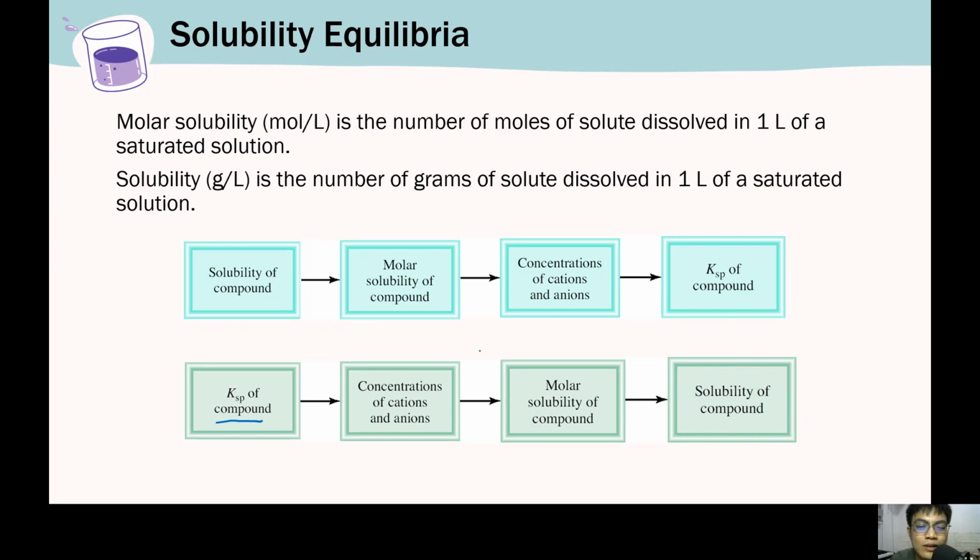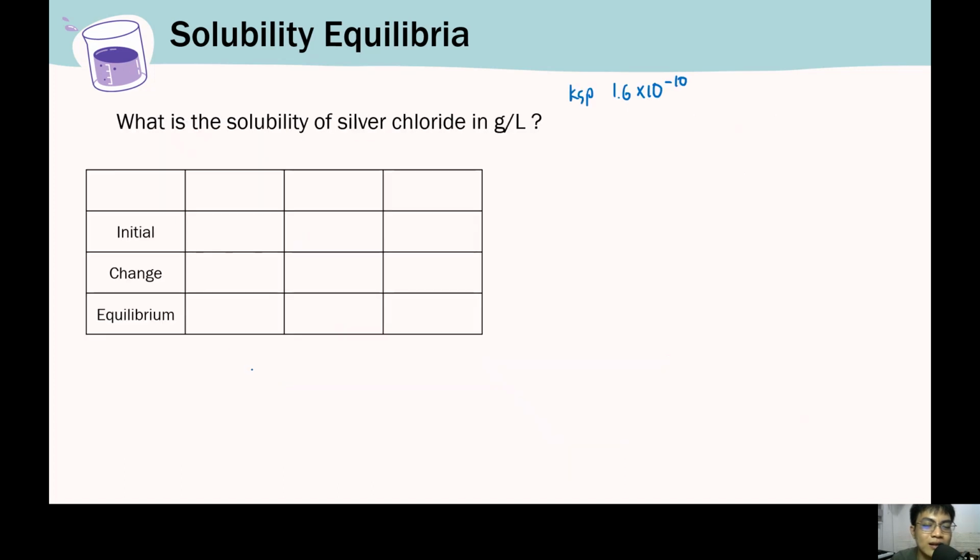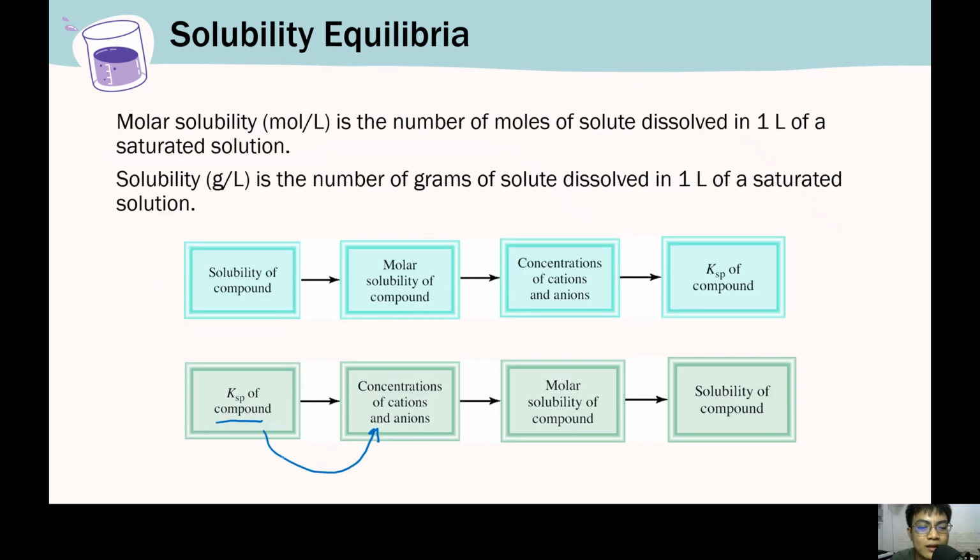Okay? So, the question is, how will you convert the KSP into concentrations? We've been doing this a while ago. Ice table. Okay? So, we need to employ the ice table so that we can get the concentrations of our ions, the products. And then, whatever the value of X is, that's the molar solubility. And that will give us the solubility of the compound. Okay?